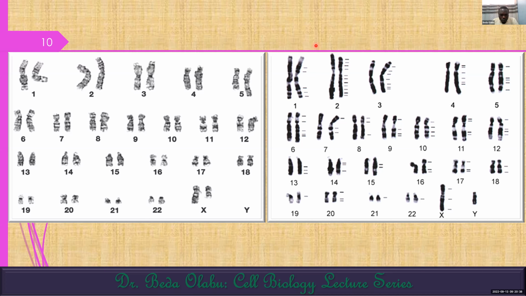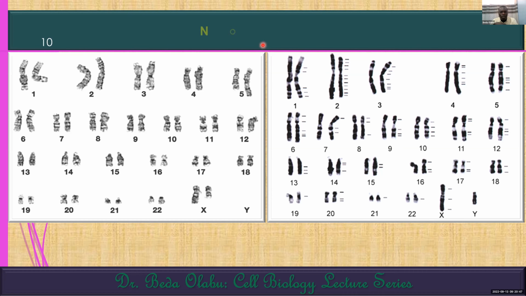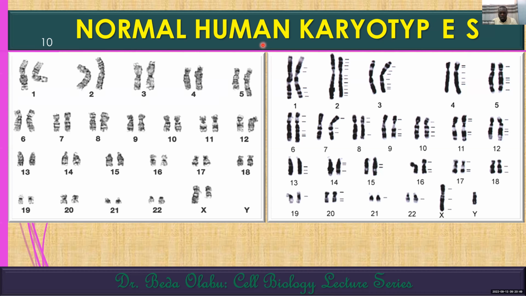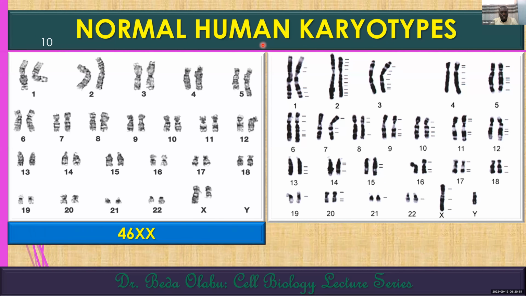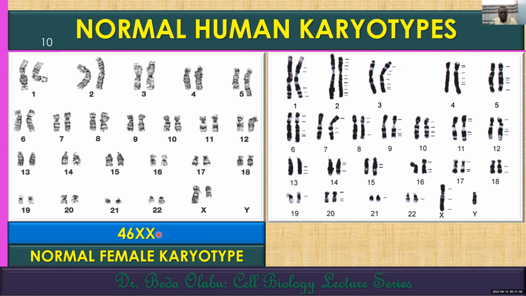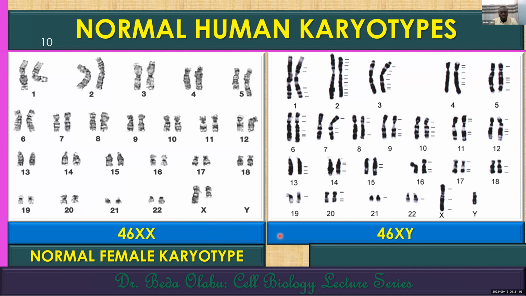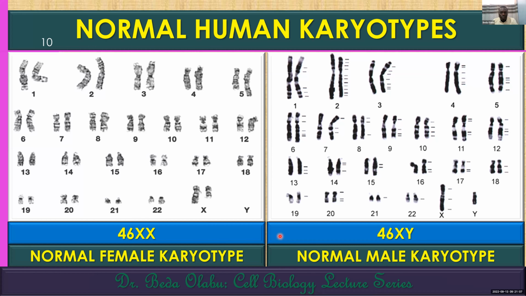There are a few people who have, however, gotten them wrong. So remember, these are both normal. The only difference is that this one is 46XX, so genetically female. And the other one is 46XY, so genetically male. Others are both normal.